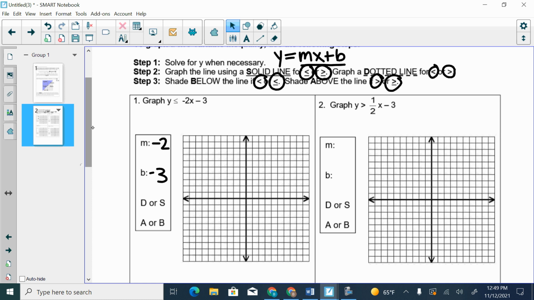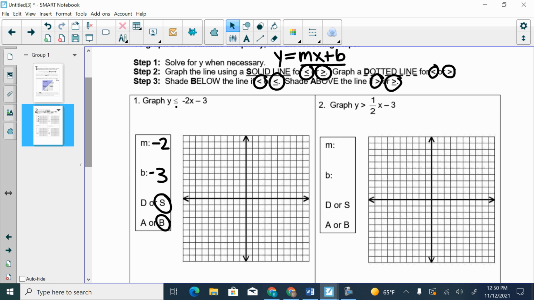This one should be solid, right? Because it has the equal to with it. So we're going to make a solid line. Then A or B stands for above or below. So that depends on which way it faces. This says y wants to be less. So yes, we would want it to be below. And you can look right here, right? It faces the same way as this one.